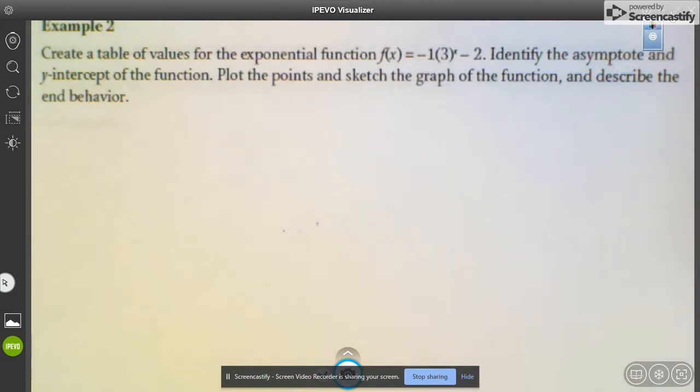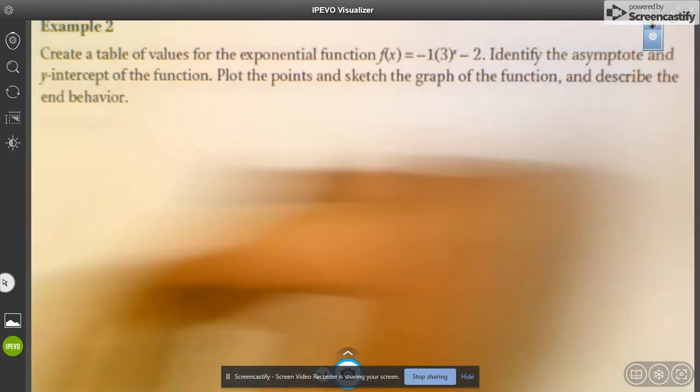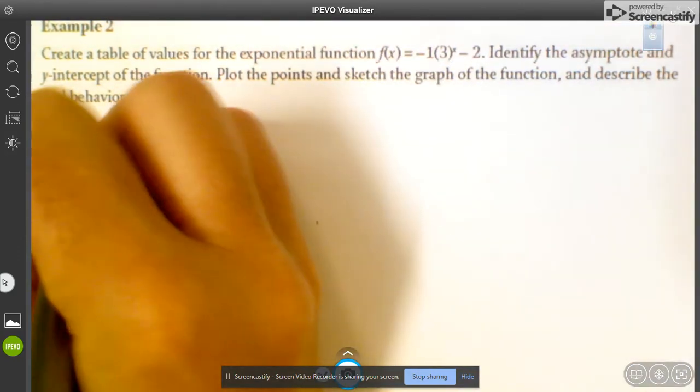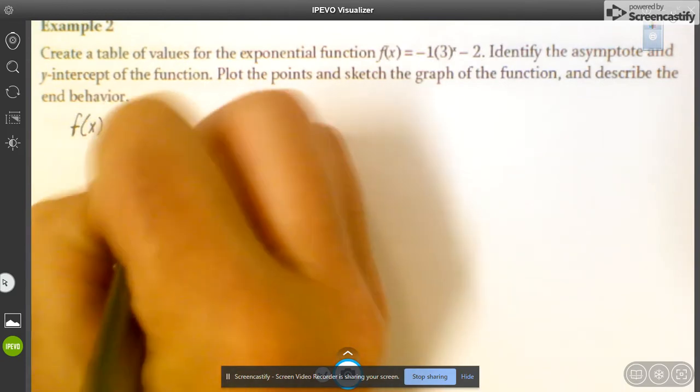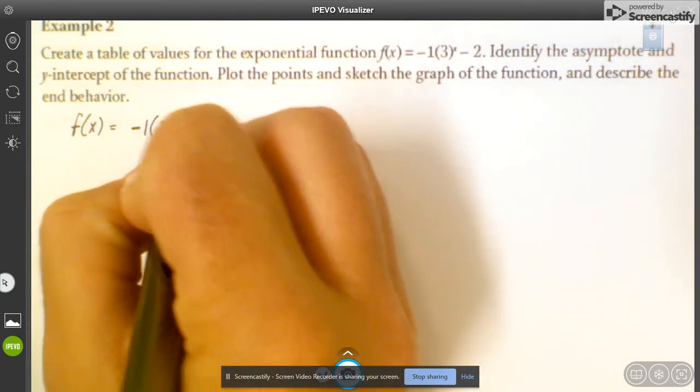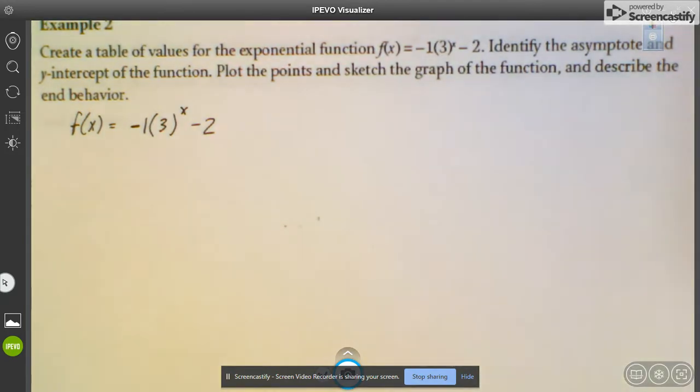All right, guys, here we are with example 2. We're going to do this much the same way we did the last one. So we're starting with our f of x function. Looks a little different this time. It's got a -1 parentheses 3 to the x power minus 2. All right, so it's going to have a little different look to it.